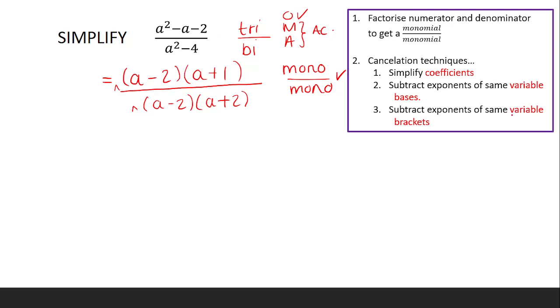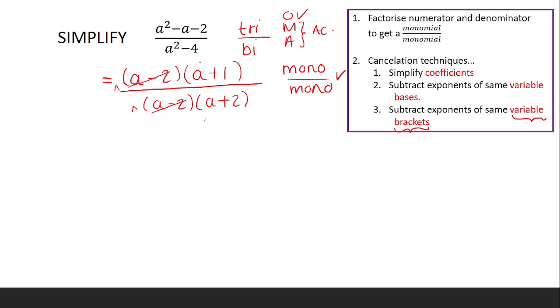Then we've got our variable brackets. Now let's look at these variable brackets. We've got an a minus 2 and an a minus 2. Those variable brackets are exactly the same. So now they can cancel each other.